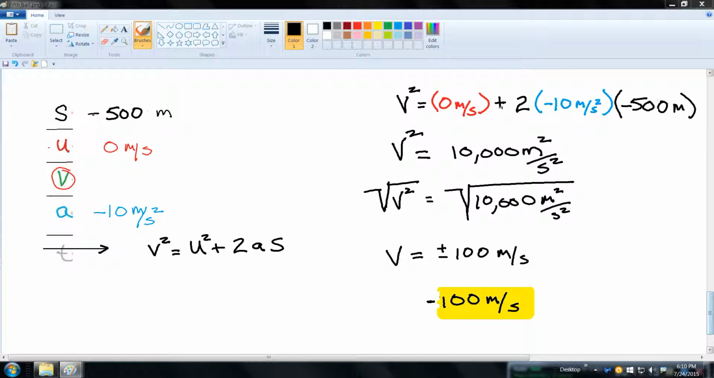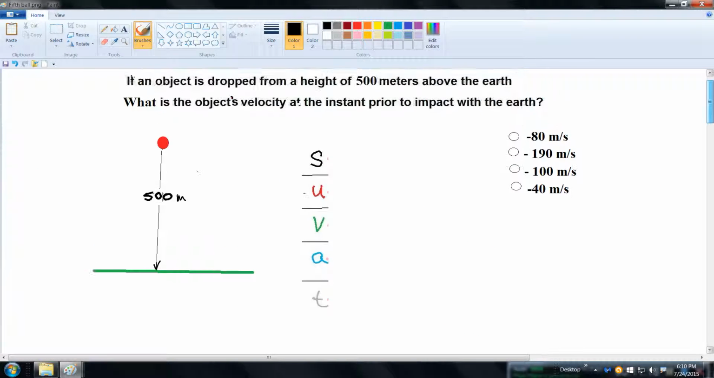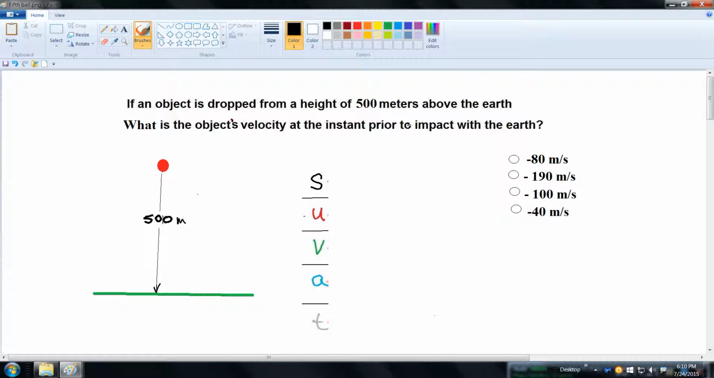Now, of course, I told you that SUVAT is a quick method. I took a lot of time to go through this problem. But if I had not taken little segues here, this problem would have taken a very short period of time to do.